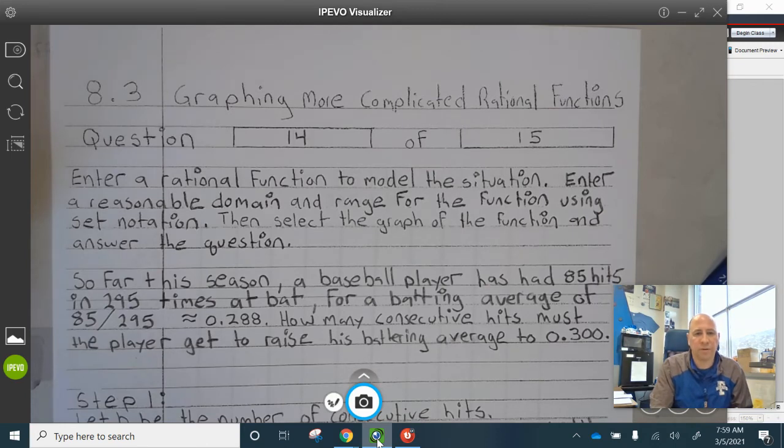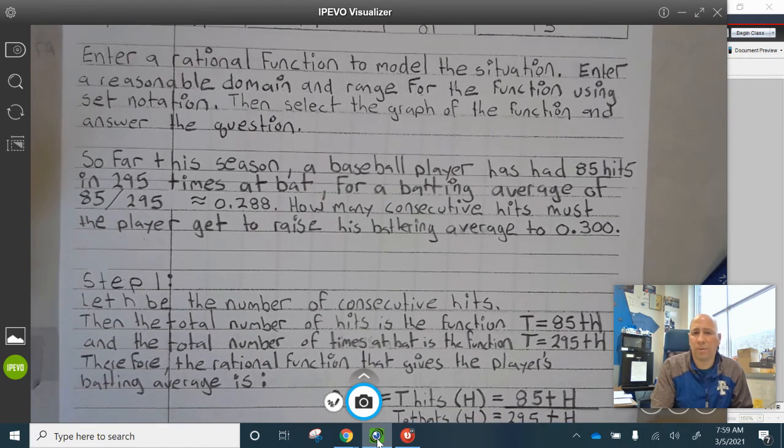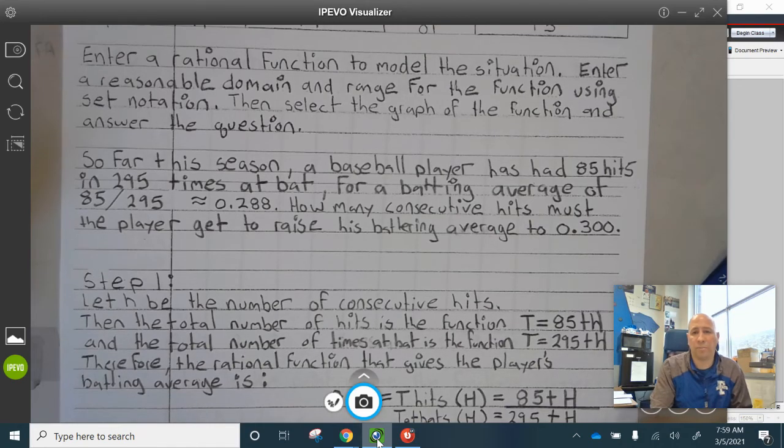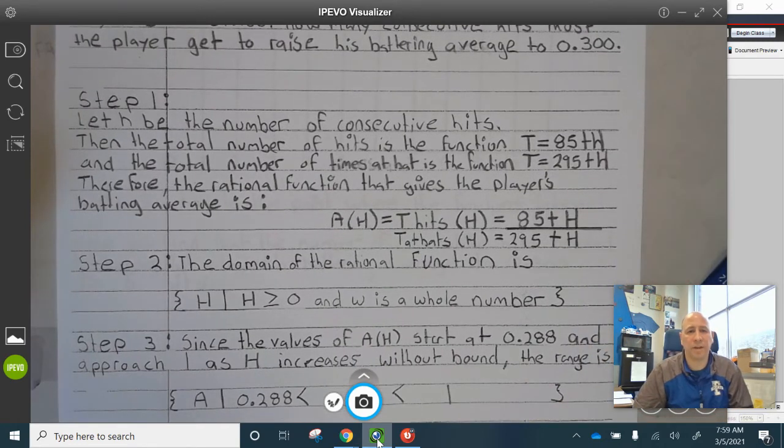Enter the question. So far this season, a baseball player has had 85 hits in 295 times at bat, for a batting average of 85 divided by 295, which is approximately 0.288, which is an okay batting average. It's not as good as our Wildcat baseball players' batting averages. They usually bat 0.5, 0.75 batting averages, but nonetheless, the player wants to raise his batting average to 0.300.